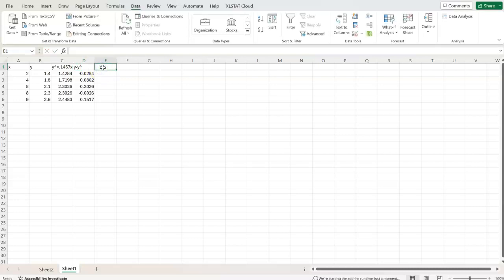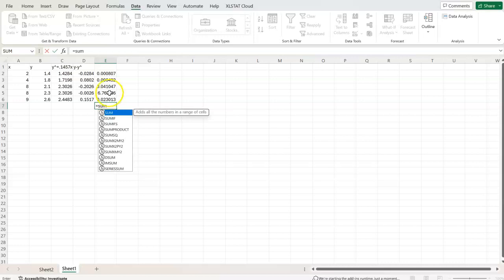And then I'm going to square each of those. So I'm going to say equals this times this, and take that and drag it down. And I want to take the sum of those. I want to do the sum of each of these.